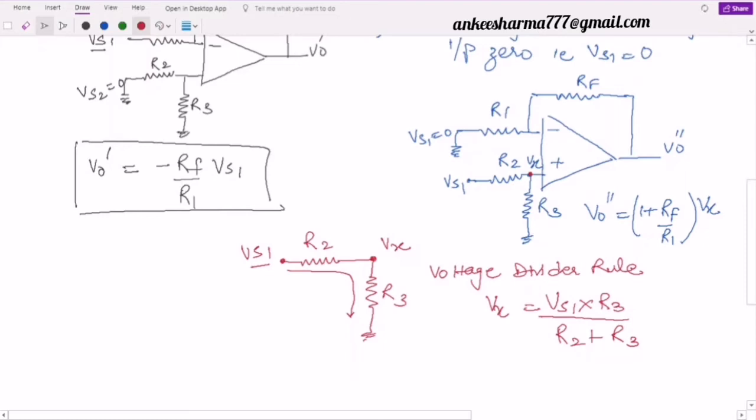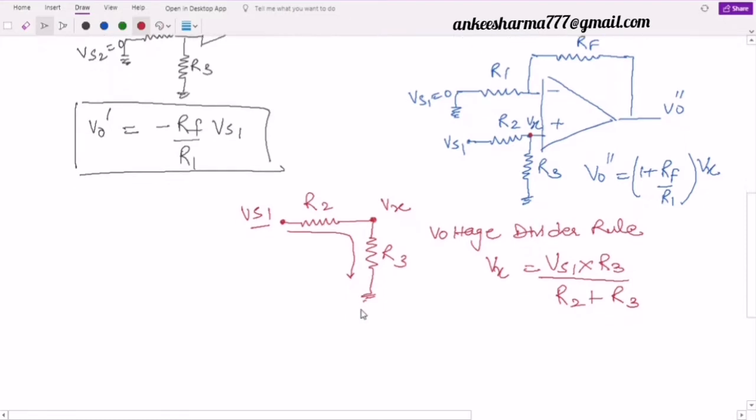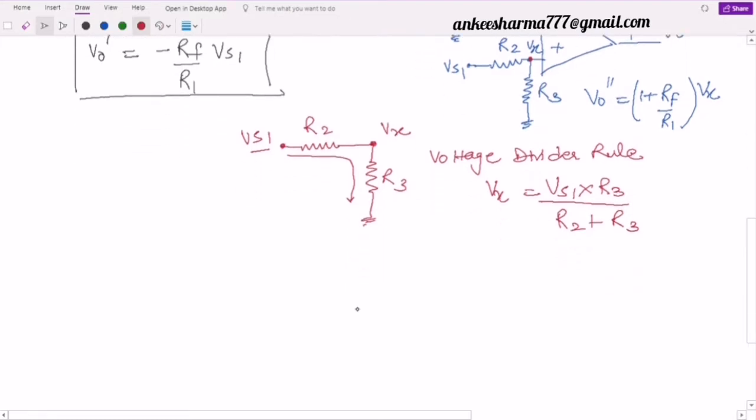But for simplification purposes, let us use an assumption. What is that assumption? That is, R1 is equal to R2 and RF is equal to R3. This is my assumption over here. Why am I doing it? Just to make things simpler. Now by using this, if I see here, yes, any doubts?